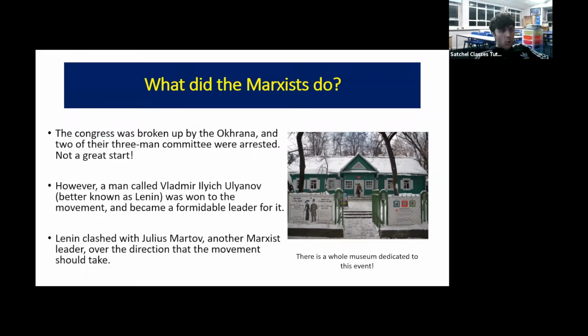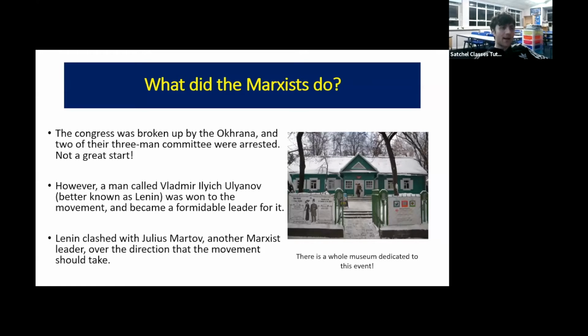However, it's not all plain sailing at this first Congress. So the Congress actually gets broken up by the Okhrana, the Russian secret police, and 2 of their 3-man committee that they've set up to lead the new party end up getting arrested. So it's not a good start. The secret police have come down quite heavily on them.